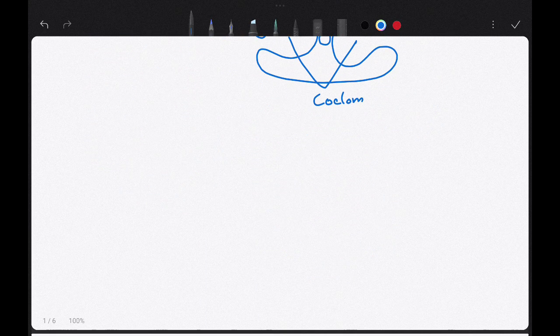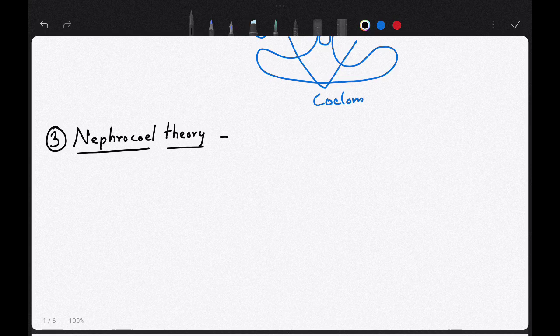Now the next topic is the nephrocoel theory. The third theory is the nephrocoel theory. Write it down. According to this theory, the coelom came from the expansion of nephridia. Okay, expansion of nephridia.